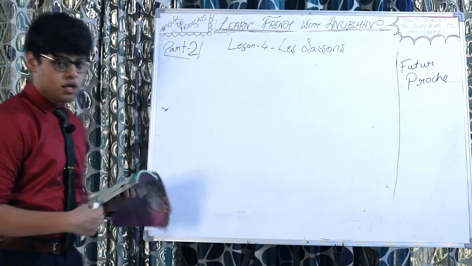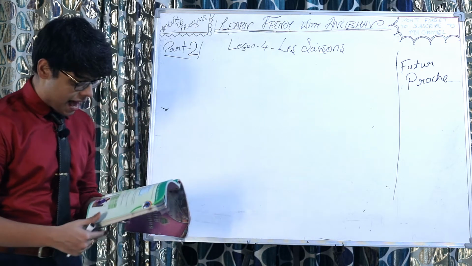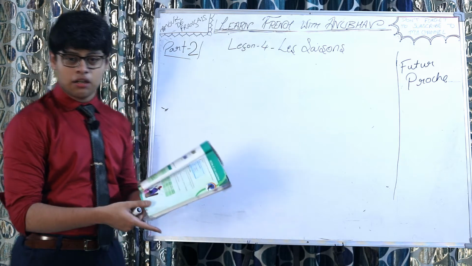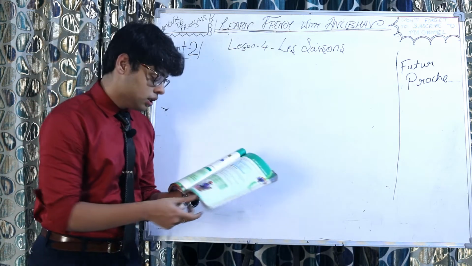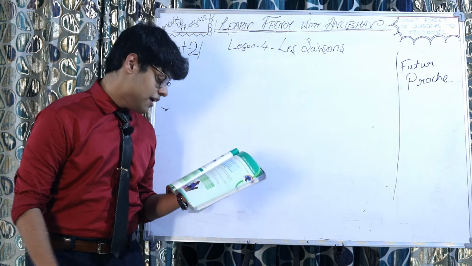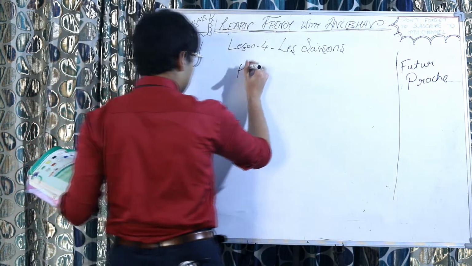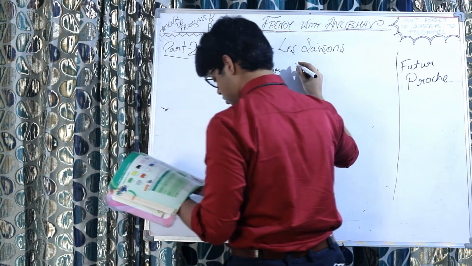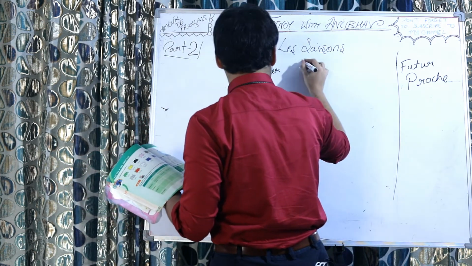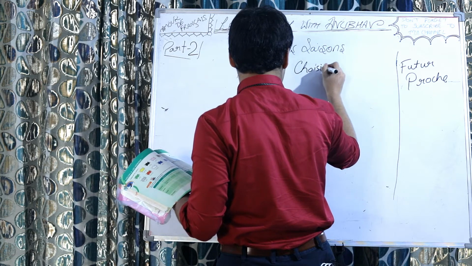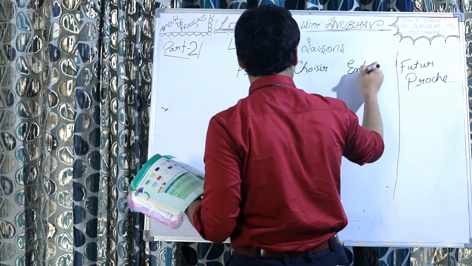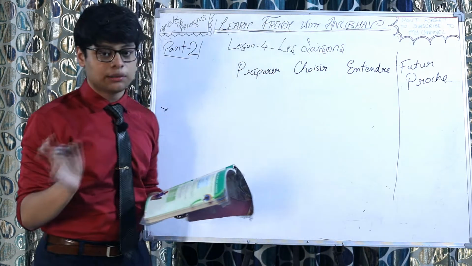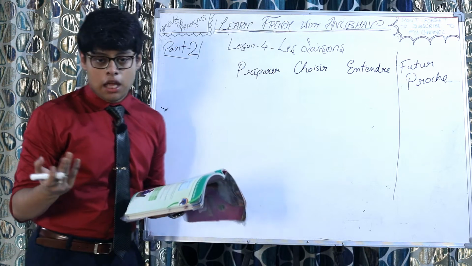Next we have complète la grille suivante. Fill in the grid or the table given below. So we have three verbs: préparer, choisir, and entendre. Préparer means to prepare, choisir means to choose, and entendre means to listen.